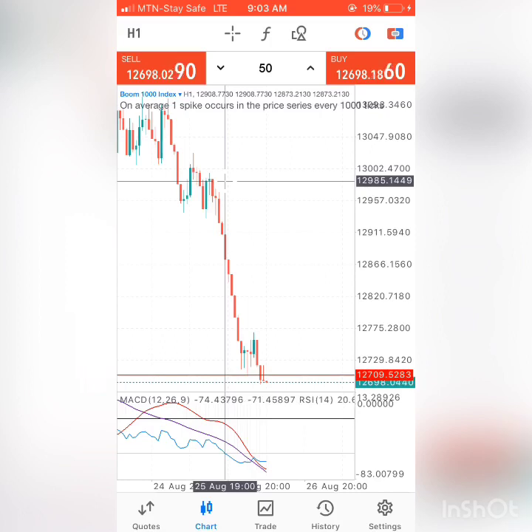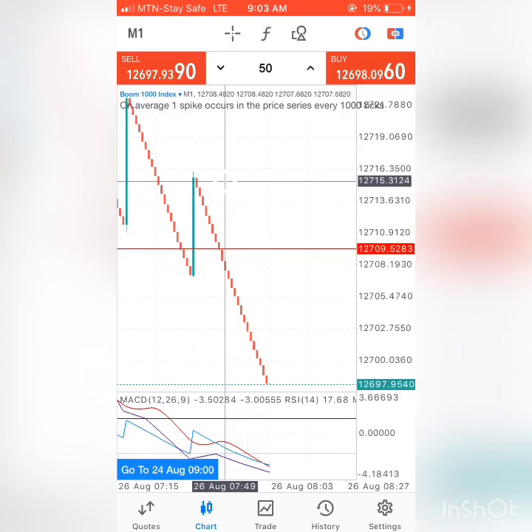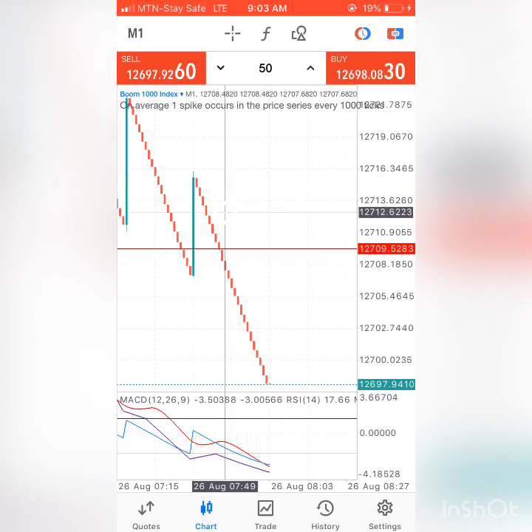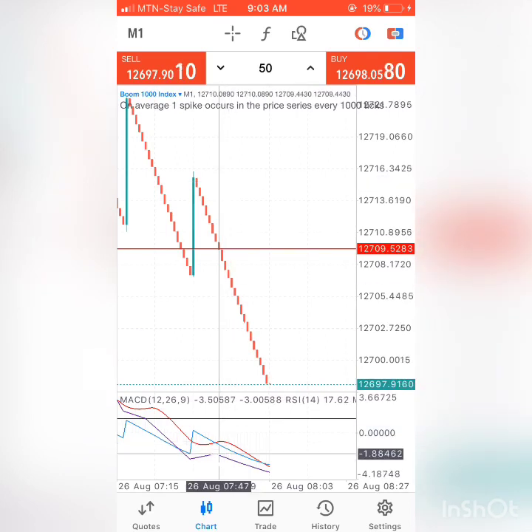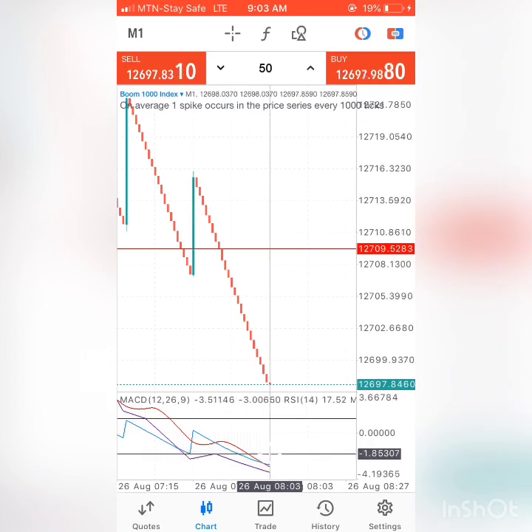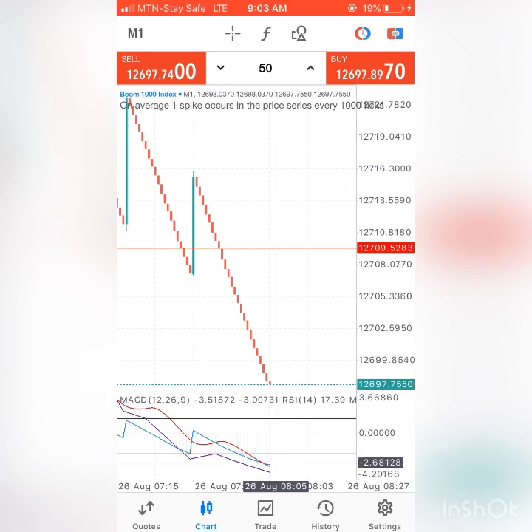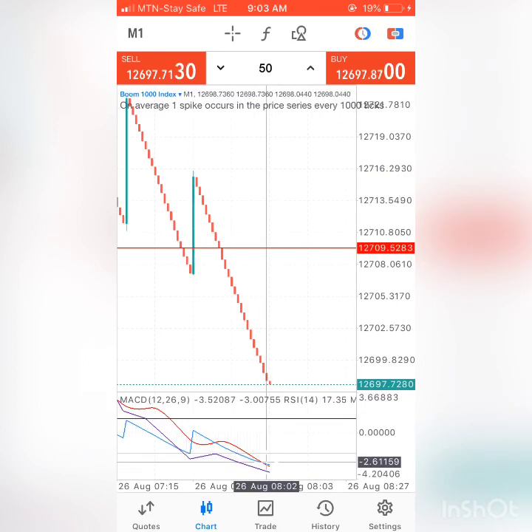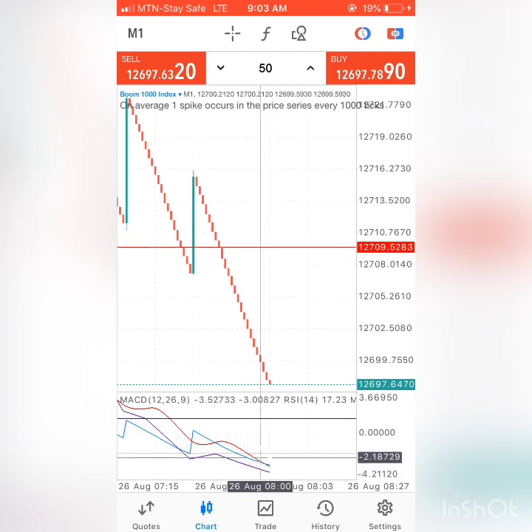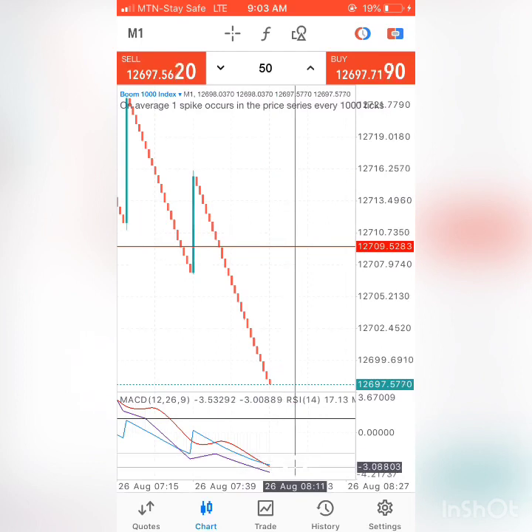So now you see that I have the red line. Let's go back to the 1 minute time frame. I have the red line, the blue line here, and I have the purple line here. And this is the lower region, and this is the higher region. But since we are dealing with the Boom 1000, we are going to be working on catching spikes around this axis. We are going to be working with the lower region.